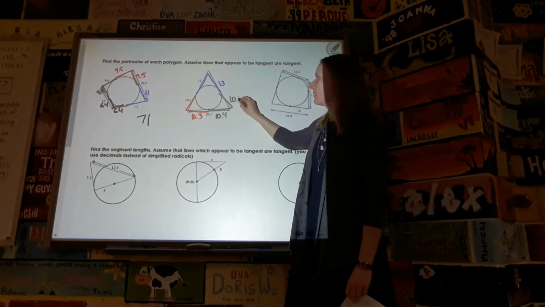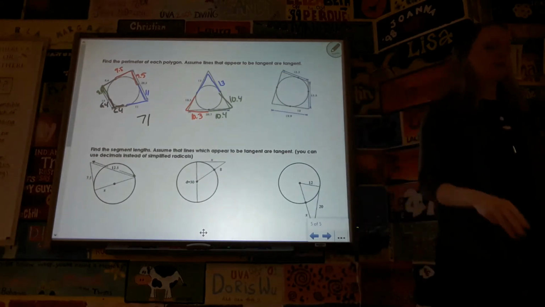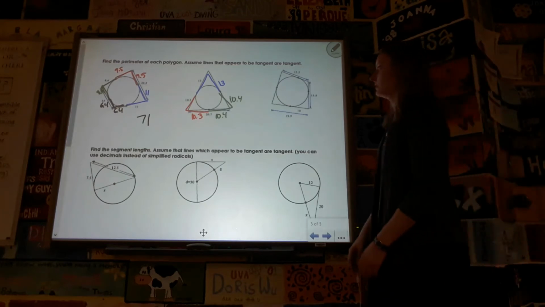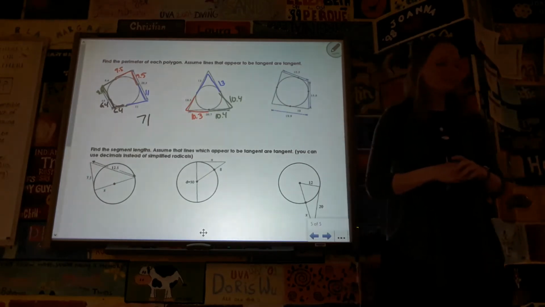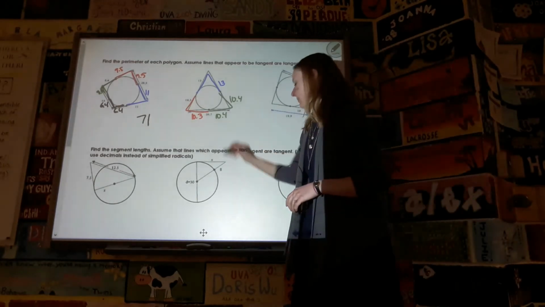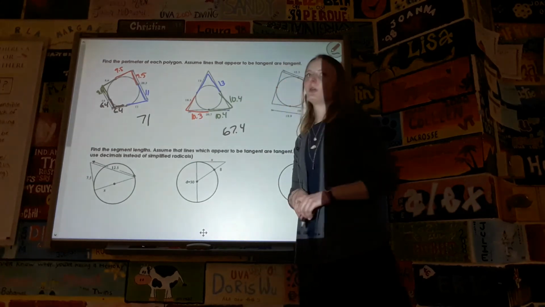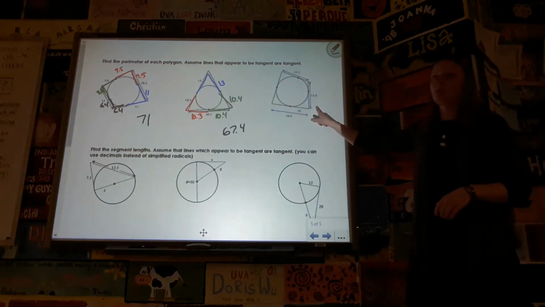is also 10.4. So again, once you have all the little pieces chopped up and you find each of them individually, all you have to do is add them together to get the perimeter. Yep. 67.4. Alright, I'm going to let you guys try this one by yourself, see if you can get that number.